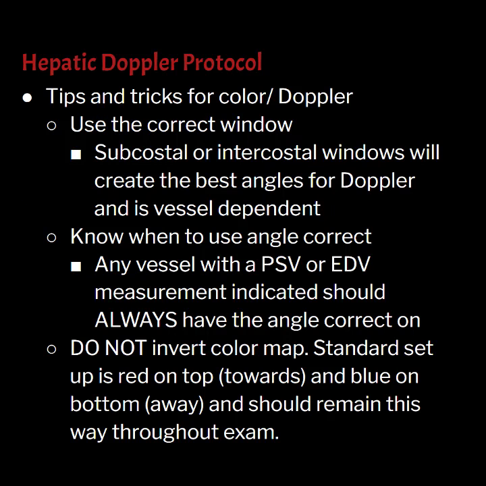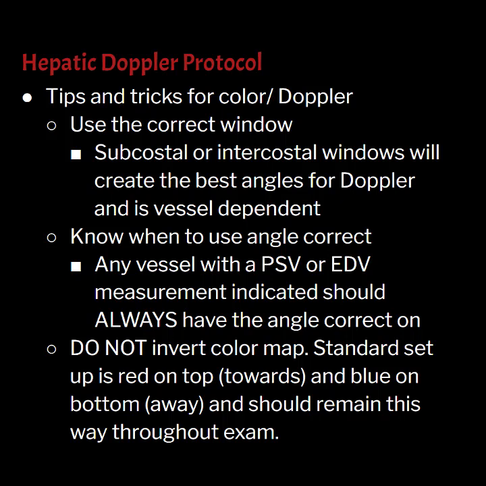Some tips and tricks for using color and Doppler while performing a hepatic Doppler protocol are going to be to use the correct window. This is very important. While we are scanning the abdomen, we typically use our curved linear transducer. The curved linear transducer is not able to be steered like we can steer our linear transducers. So we need to use the correct window that gives us the best angle for interrogating the vessels that we're looking at. Physics tells us that we want our angle to be 60 degrees or less, but unfortunately most of the vessels in the abdomen cannot achieve that 60 degrees.